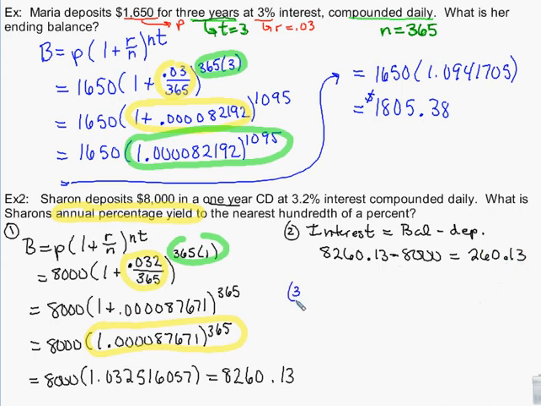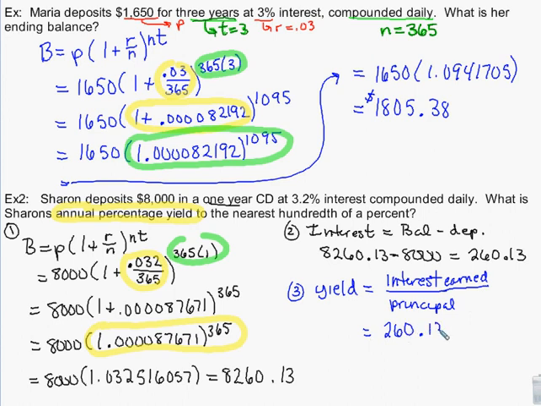Now to find the yield. The formula for yield is to take the interest earned, the actual dollar amount earned, and divide it by the principal. So I'm going to take the 260.13 that she earned and divide it by 8,000. And so that's 0.0325. And I convert that into a percentage. 3.25%.